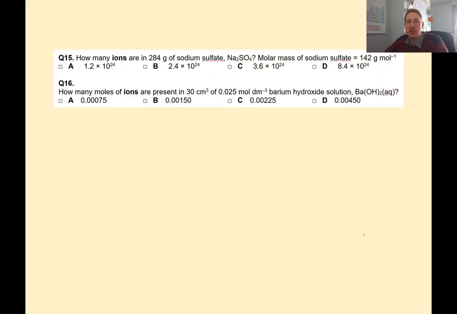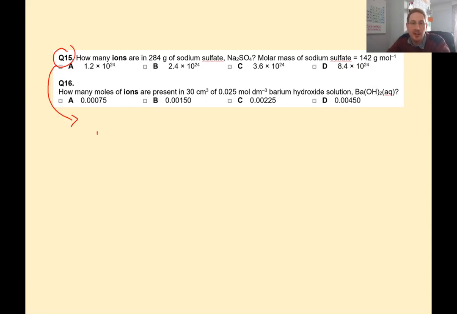Right, so we're going to have a look at the 12 or 13 worst answered questions from that second set of questions that I submitted to you. These are questions that students always struggle with, and I really don't know why they do, because there's no need to struggle with it. So if we look at question 15, how many ions are in 284 grams of sodium sulfate?